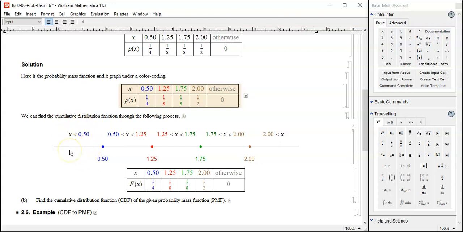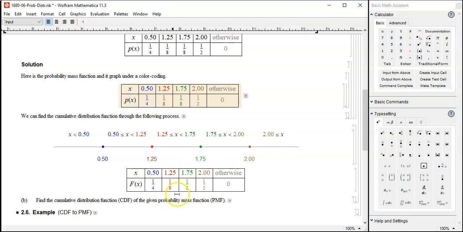Then let us mark the intervals. Here in this interval, x is less than 0.5. Second interval here, between 0.5 and 1.25. Next, between 1.25 and 1.75, and so on. We have these four numbers, and these four numbers divide the number line into five pieces: 1, 2, 3, 4, 5. And for each interval, we have an appropriate cumulative probability, and that's what we are looking for.